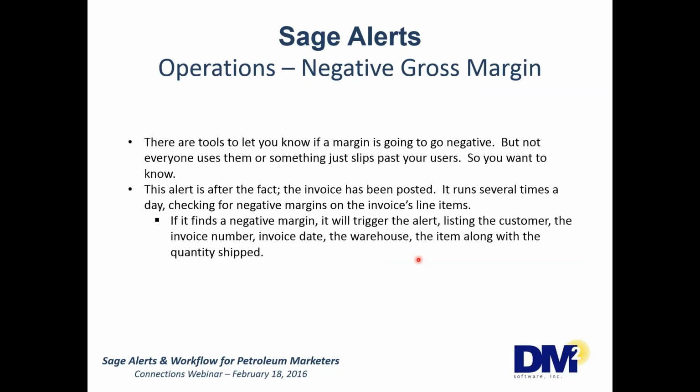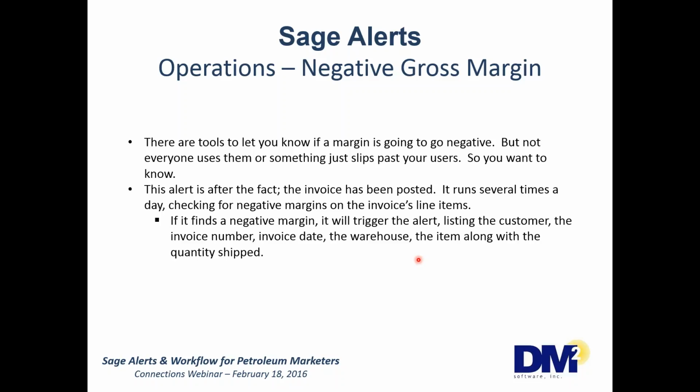Operations alerts, negative gross margin. The system has tools to let you know if a margin is going to go negative, but not everyone uses them, and something just slips past your users. They're not paying attention to the gross margin or gross profit journal. So you want to know when a margin has gone negative.